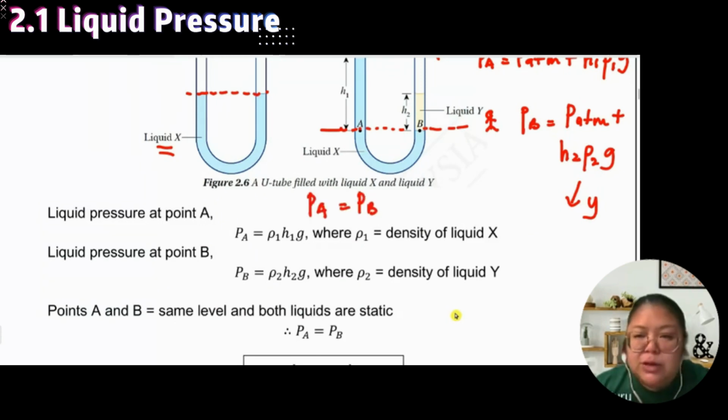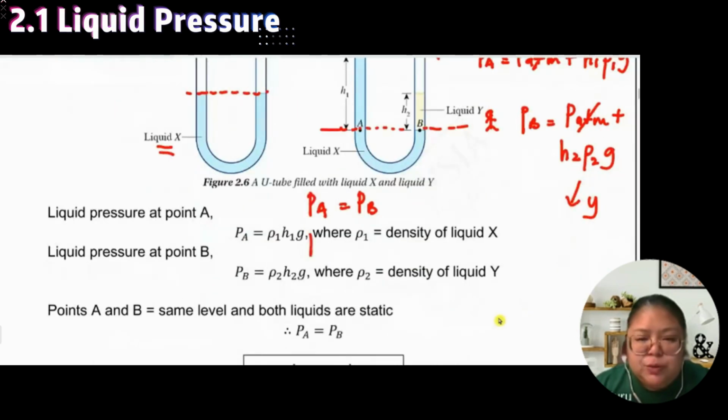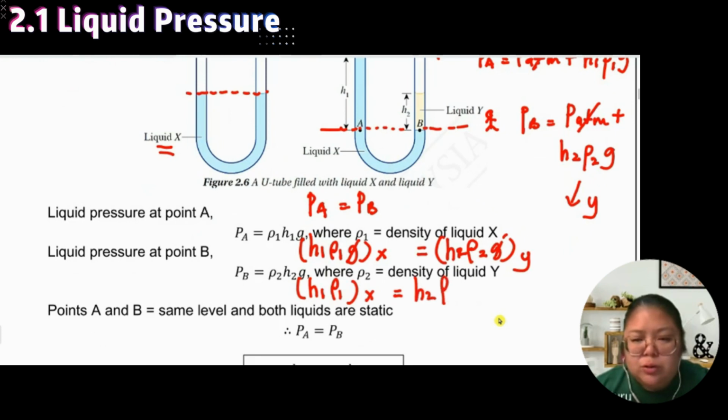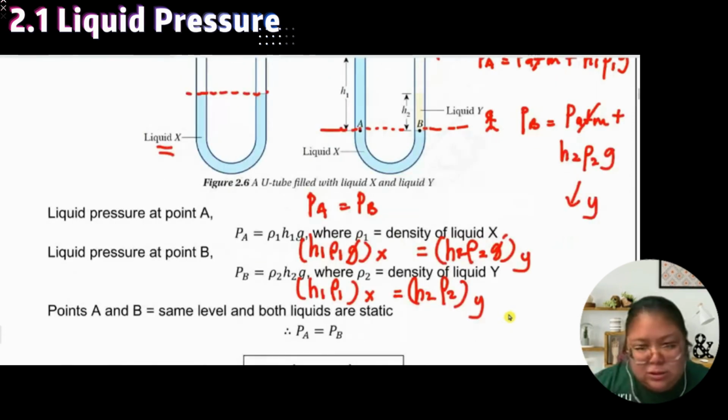Okay, so now I put in atmospheric and atmospheric, we can cancel lah. Both sides also is atmospheric. So I write H1 rho 1 G equals H2 rho 2 G. Okay, for the liquid X equals H2 rho 2 for the liquid Y. Okay, so this one is the equation. You want to do the calculation like the manometer or you say U-tube.